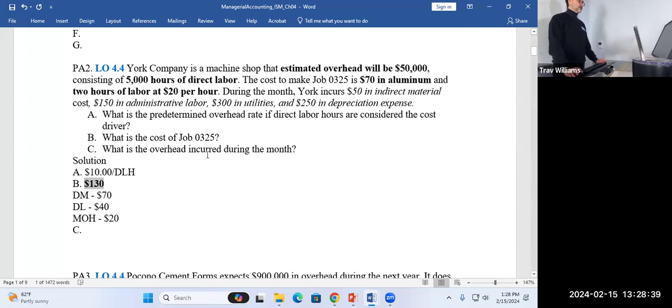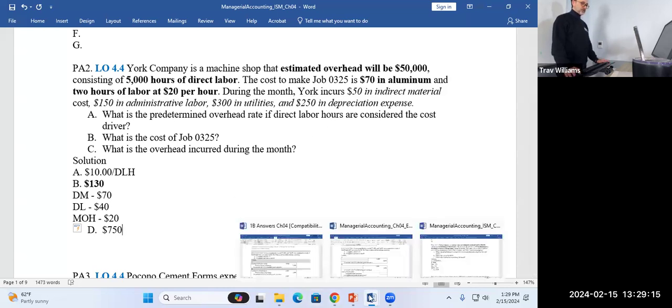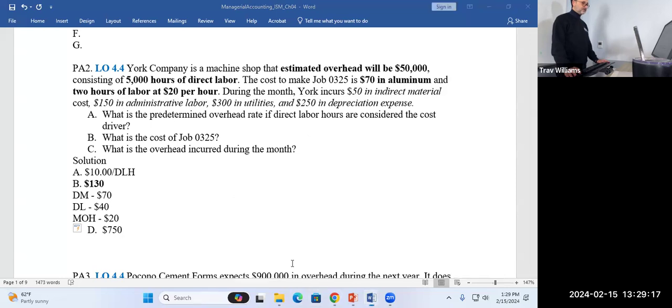And the last one, what is the overhead incurred during the month? For that, all we have to do is just add up those other overhead costs that they gave us, $50 here, plus 150, plus 300, plus 250. I think that comes up to $750. That sound right? Now, those are just general manufacturing overhead costs. We don't know what jobs those will get applied to, right? So those would just get journalized as part of manufacturing overhead.